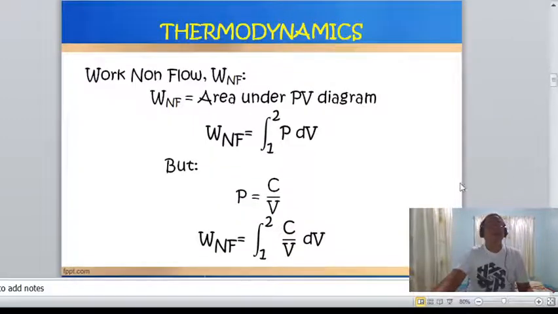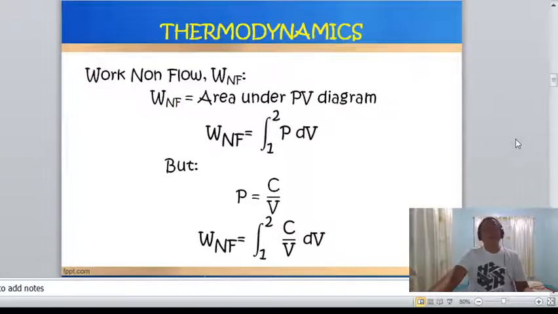So, another is the work non-flow. Okay? So, take note that the work non-flow is equal to the area below the PV diagram. Or simply, by taking the differential strip below, the work non-flow is equal to the integral of P dV, limit from 1 to 2. Okay? But P is equal to C over V, and then substituting the value of P, which is C over V, the work non-flow now is equal to the integral of C over V dV. Okay? Limit from 1 to 2.